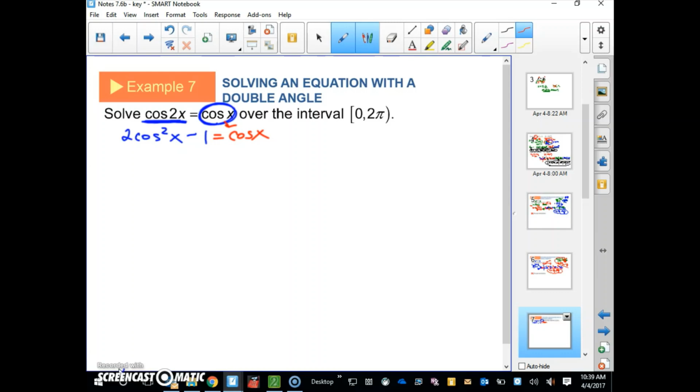I've got two different cosine functions. I've got a cosine x and I've got a cosine squared x. And so that tells me I won't be able to isolate, but I think I'm going to be able to factor. And so that's what I want to do. Let's subtract this cosine x over so that everything can be on one side. I'd have 2 cosine squared x minus cosine x minus 1 equals 0. This is something that I can factor.